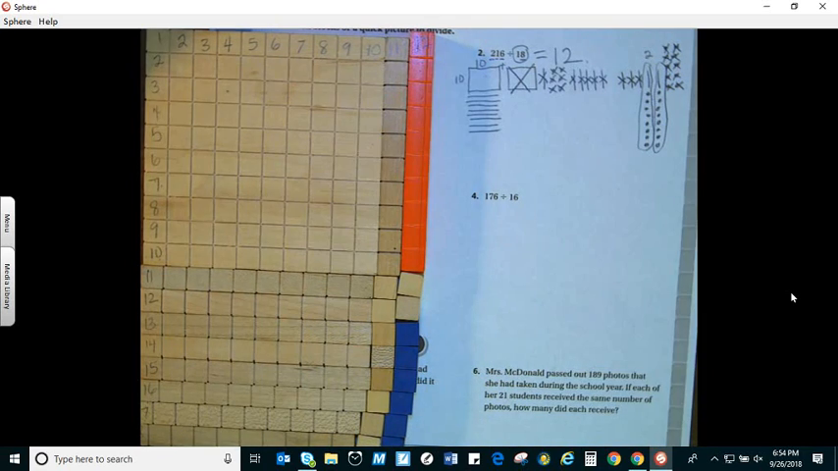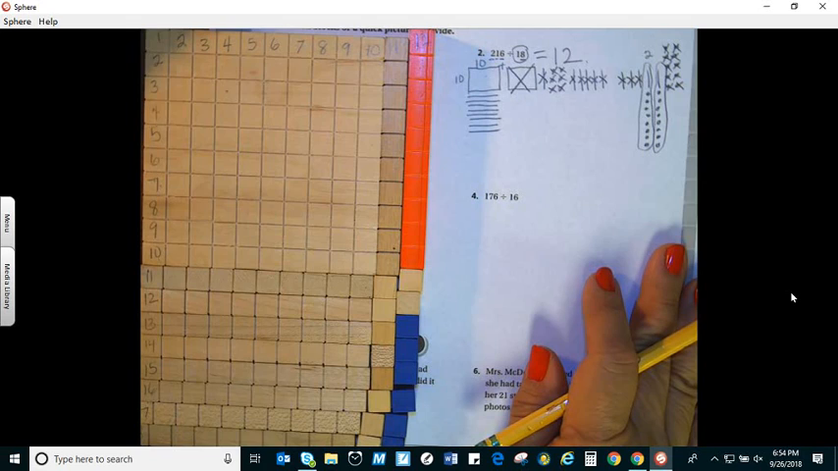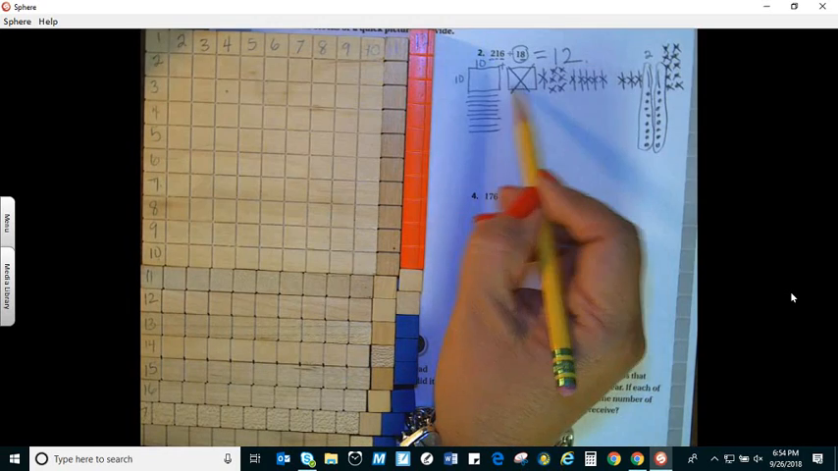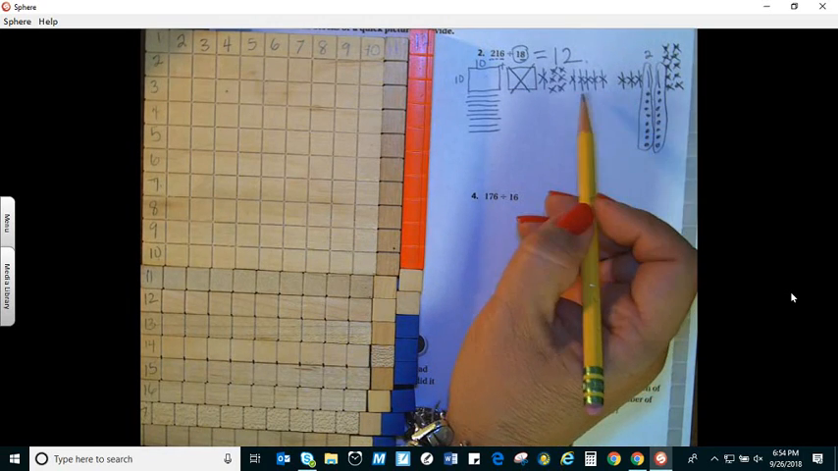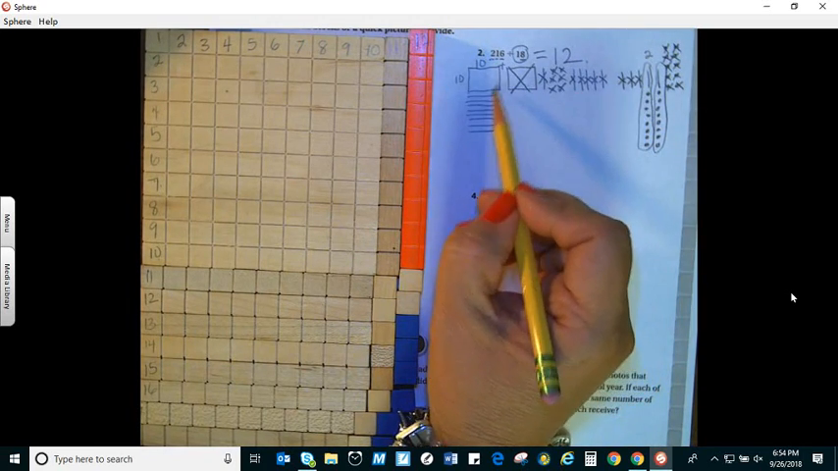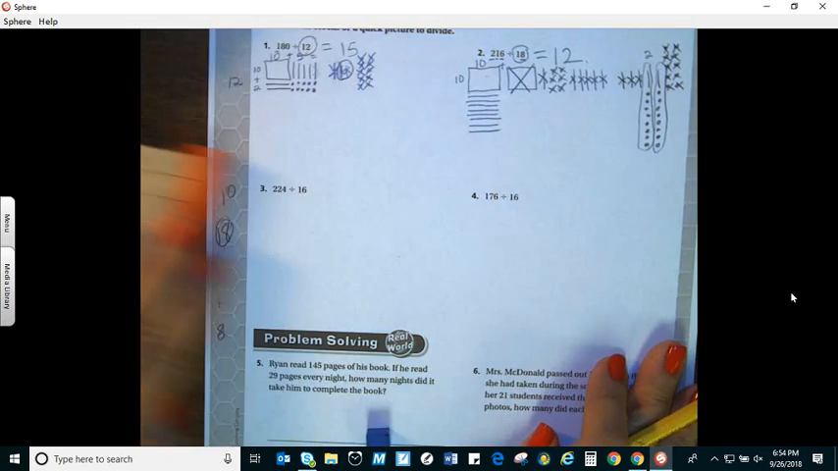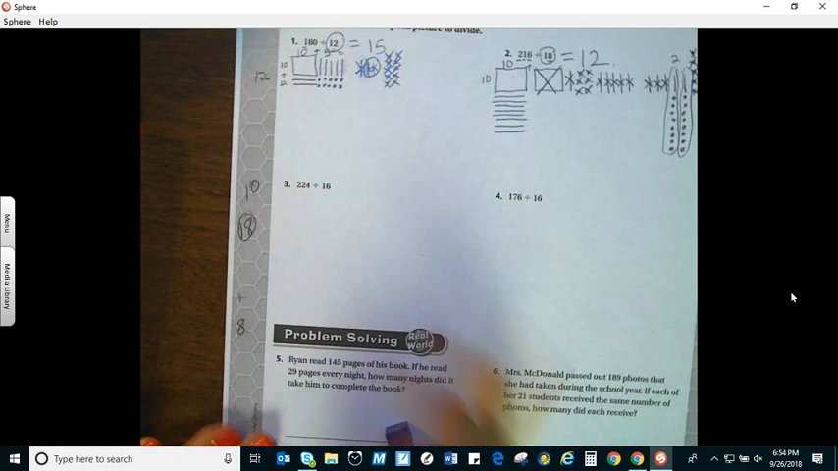All right, let's look at the next one. Pause it if you need to write this down. Let me move my hand. You can think about it. I drew out the 200s because I wanted you to see how it would look and how we would start to eliminate and make our correct groups. All right. 224 divided by 16. I'm going to draw my flat. Now let's see if we can do that.